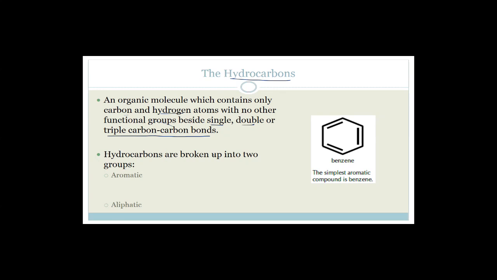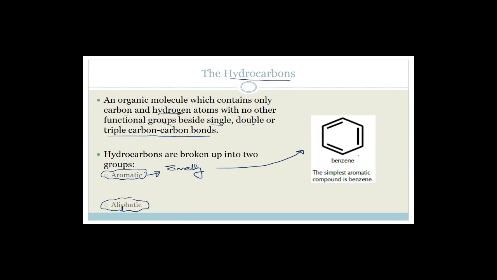Now, hydrocarbons are broken into two groups. There's the aromatic and the aliphatic. The aromatic is basically your smelly stuff, like aroma, aromatic is smelly. It's where we get our smells from, and all your deodorants or your flavorants, things like that, tend to have your aromatic hydrocarbons. And the typical and most basic of these is the benzene ring.